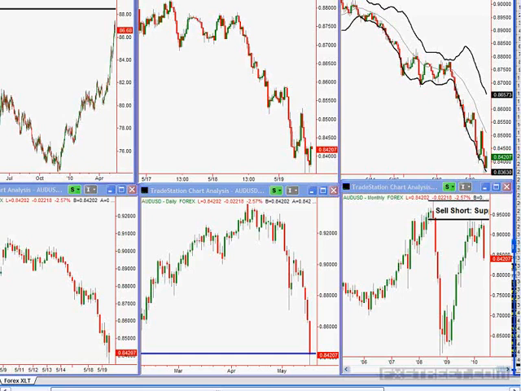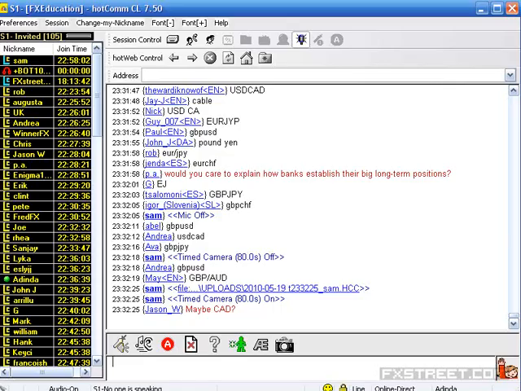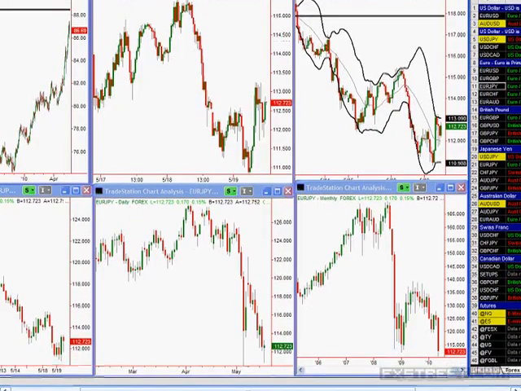Euro Yen was the first one. Chris, we'll take a look at Euro Yen. No problem. So let's take a look here. Let me bring up the chart for you. Okay, there we go. Little issue here.